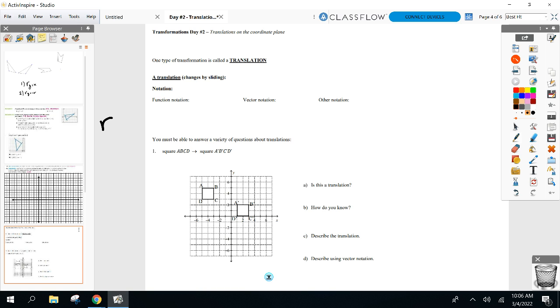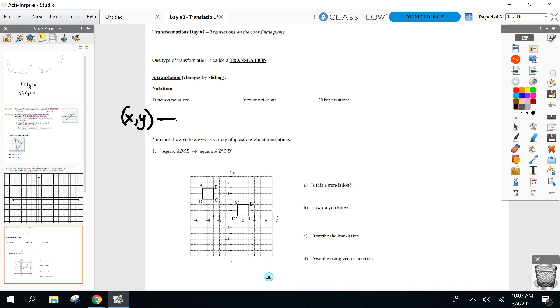All right, well, unfortunately today, I got 3 different versions of a translation. First one is called function notation. Here's what function notation says. Let me get that R out of there so it's not confusing. This is how it all starts. You're going to have some point, x, y.